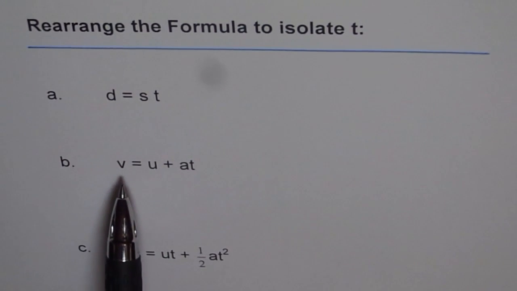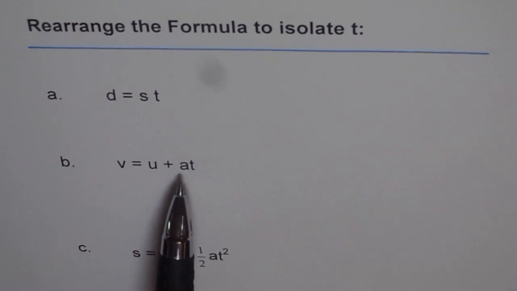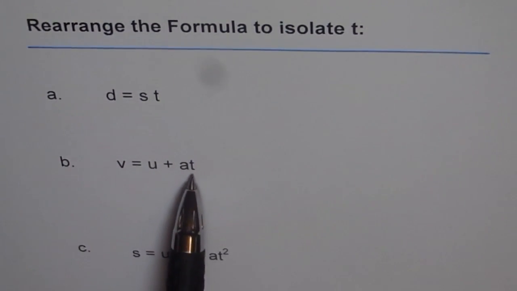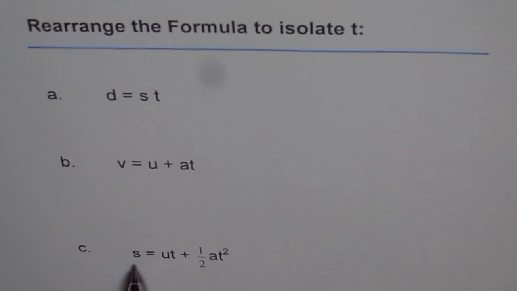Then we have v equals u plus at. You have to isolate t from this equation. s equals ut plus half at squared. You have to isolate t from here. That's complicated. I would like you to make a note of these three equations and then try to isolate t, right? And here is my solution.